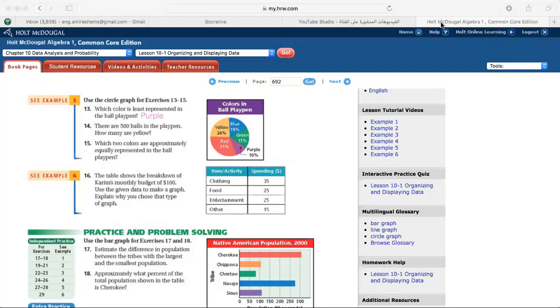The yellow is 24% of the whole number. How do we get this one? Yes, it is the first step, Aya. The first step is correct. What is next?